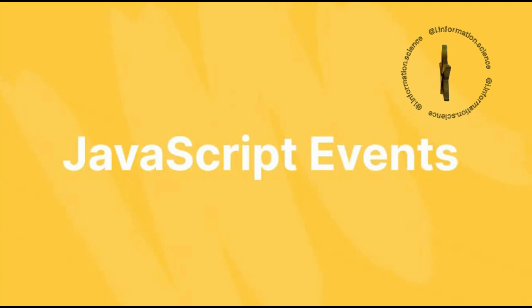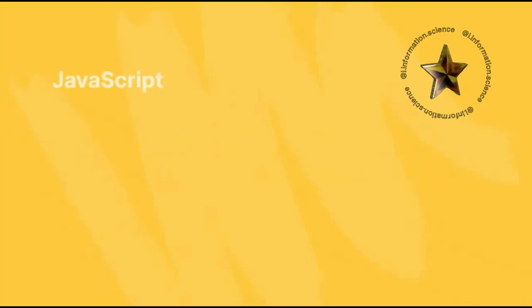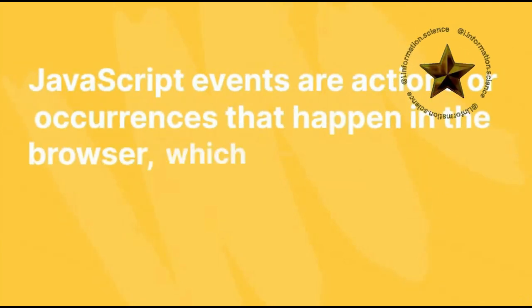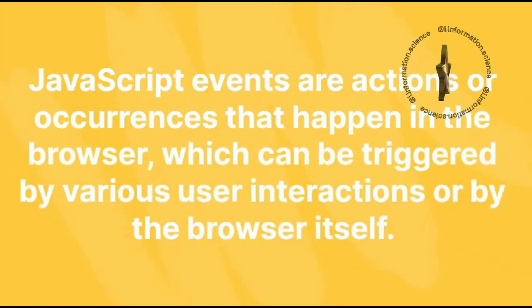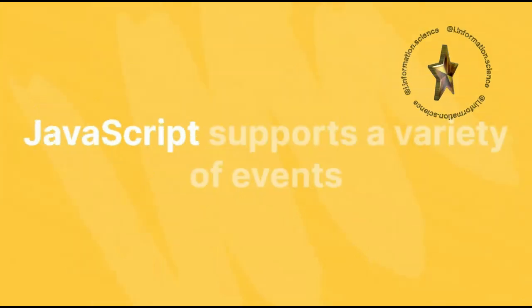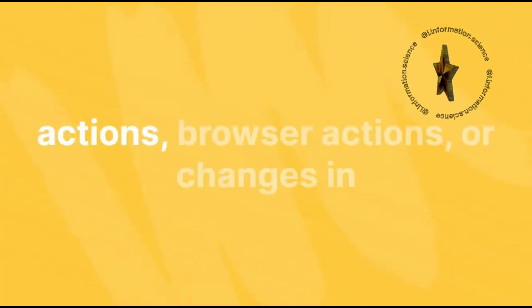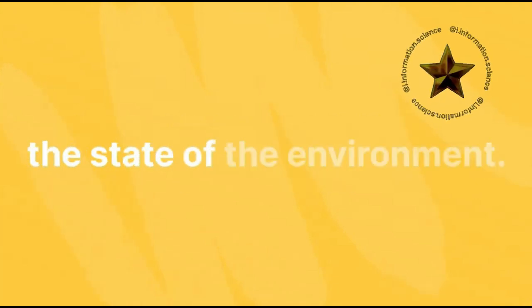JavaScript events. JavaScript events are actions or occurrences that happen in the browser, which can be triggered by various user interactions or by the browser itself. JavaScript supports a variety of events that can be triggered by user actions, browser actions, or changes in the state of the environment. Event types.